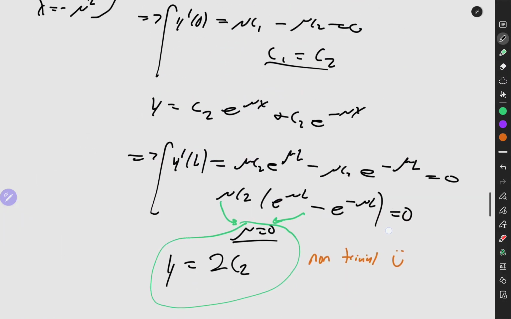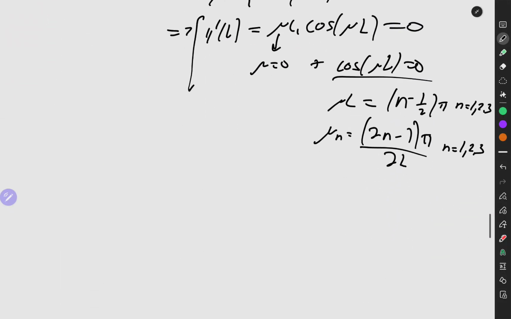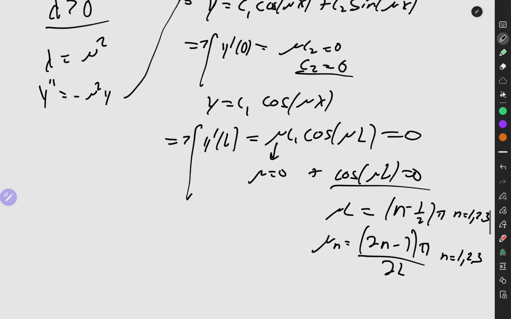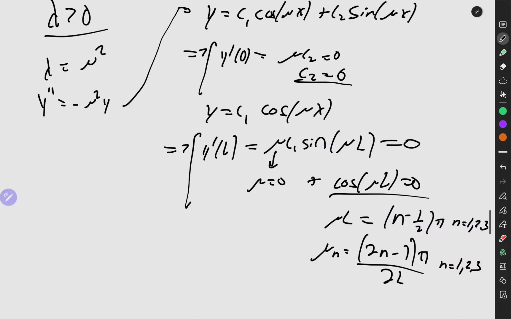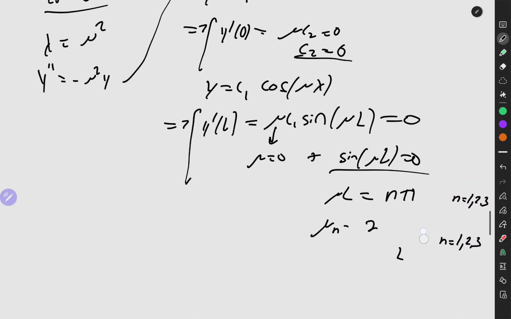This is number 18. Oh no, I'm incorrect here. What am I doing wrong? Should that be... Oh, yes. I made a mistake. I'd take the derivative, it should be sine. So then this is just n pi, right? Yeah, that would make that a lot different. Whoops.